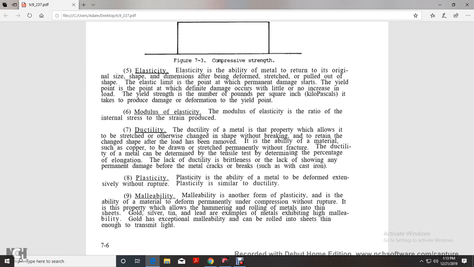Plasticity. Plasticity is the ability of a metal to deform extensively without rupture. Plasticity is similar to ductility. Malleability is another form of plasticity, the ability of a metal to deform permanently under compression without rupture. It is the property that allows hammering and rolling of metals into thin sheets. Gold, silver, tin, and lead are examples of metals exhibiting high malleability. Gold has exceptional malleability and can be rolled into sheets thin enough to transmit light.